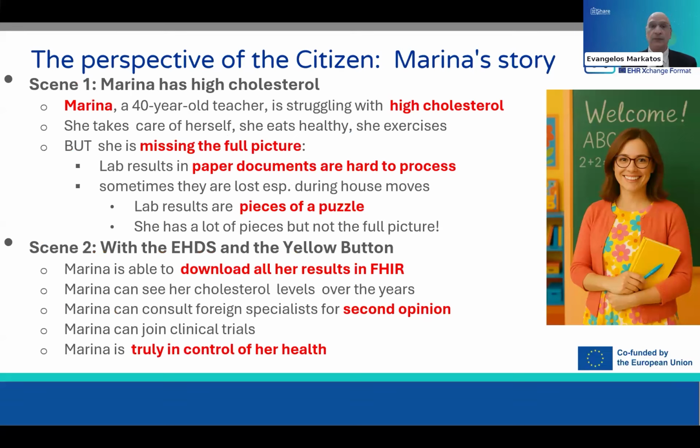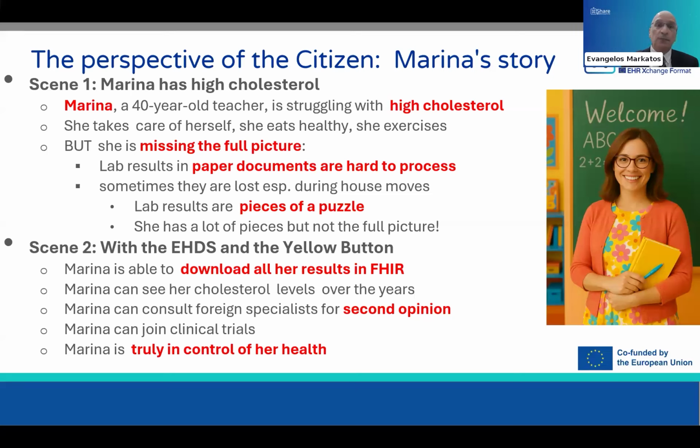She takes care of herself. She eats healthy, she exercises, but she is missing the full picture. Lab results in paper documents are hard to process. Sometimes they are lost, especially during house moves, and lab results feel like pieces of a puzzle.